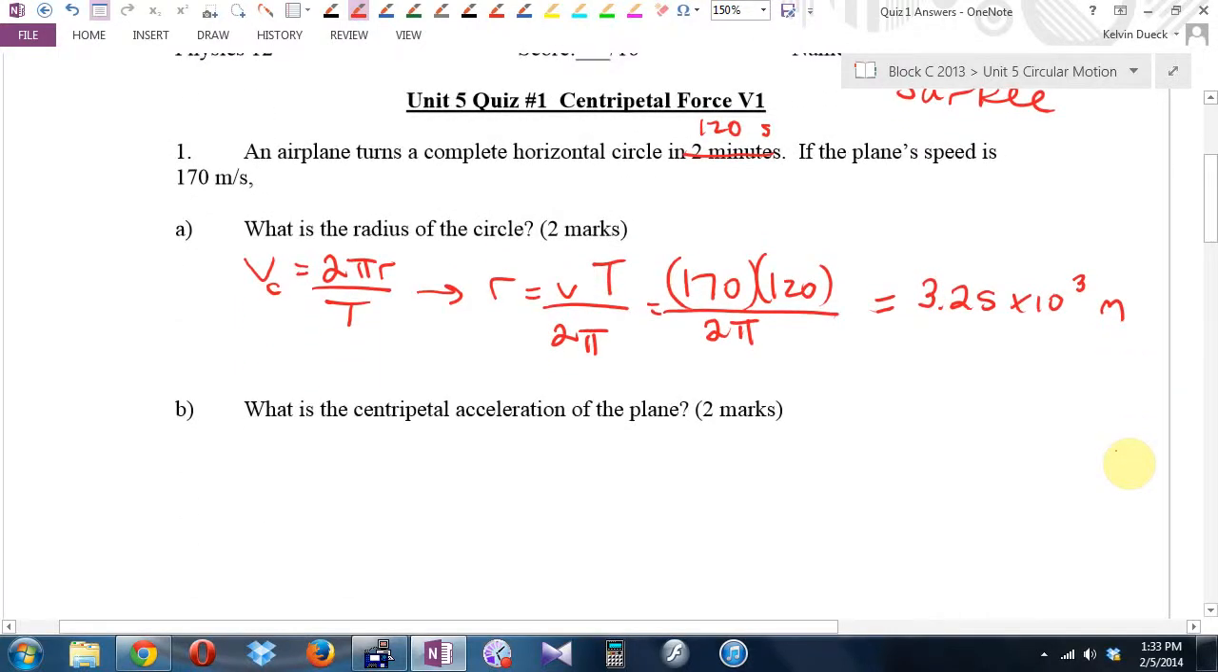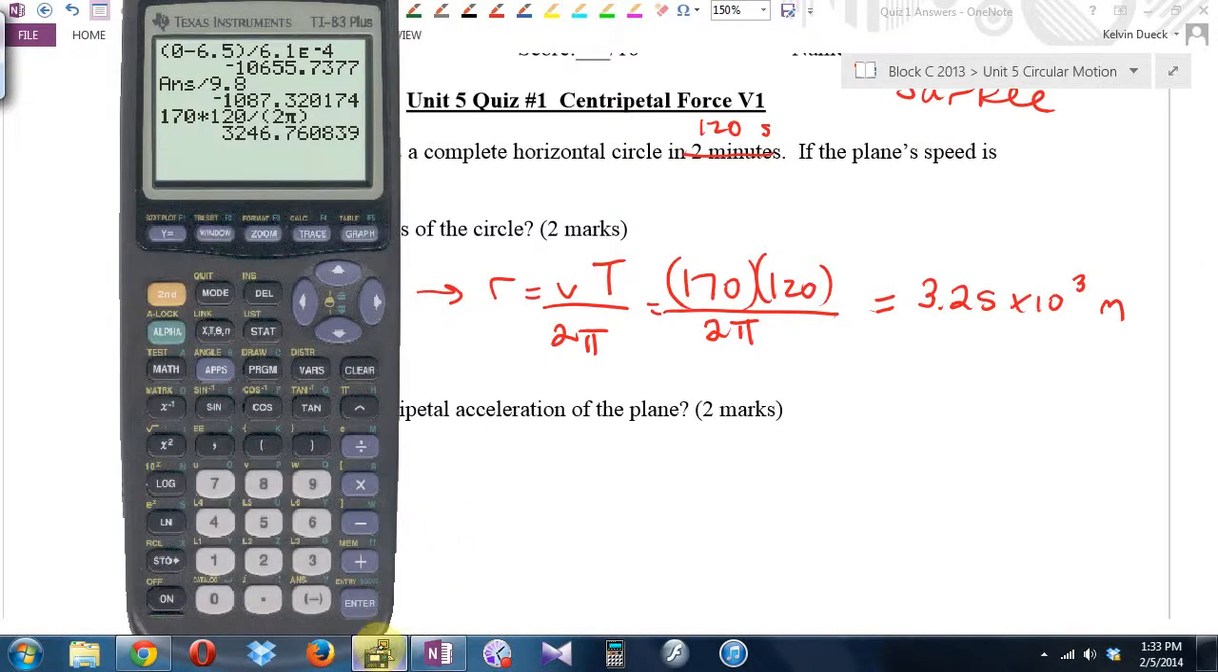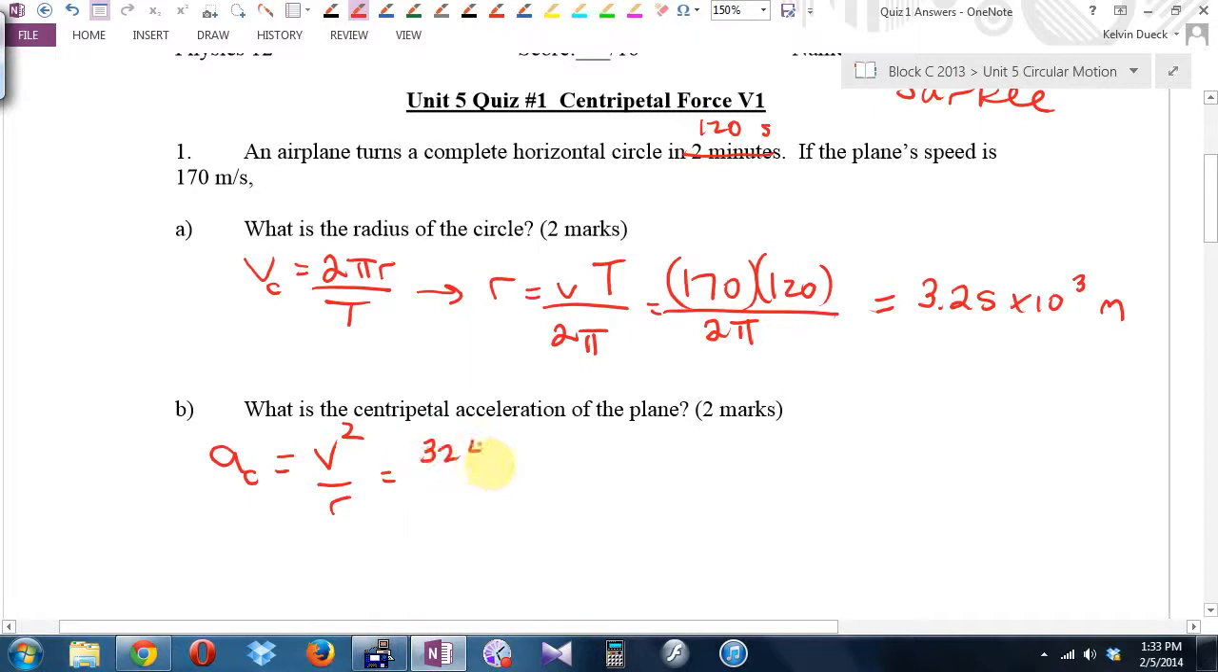What's the centripetal acceleration of the plane? I think I'll use v squared over r, although you could use 4 pi squared r over t squared. No matter what, I have to use r from part A. So it's going to be 3246.8 squared. No, that's the r, Mr. Dueck. How about putting the speed there? Duh. 170, whoops, sorry guys, squared, divided by 3246.8.